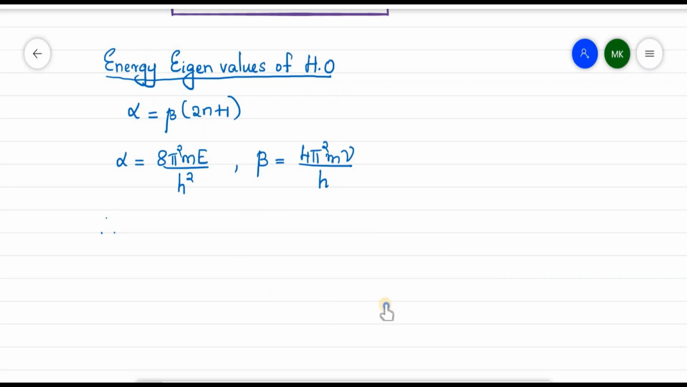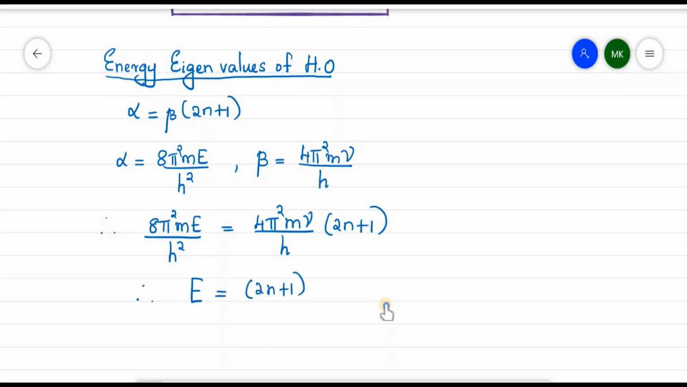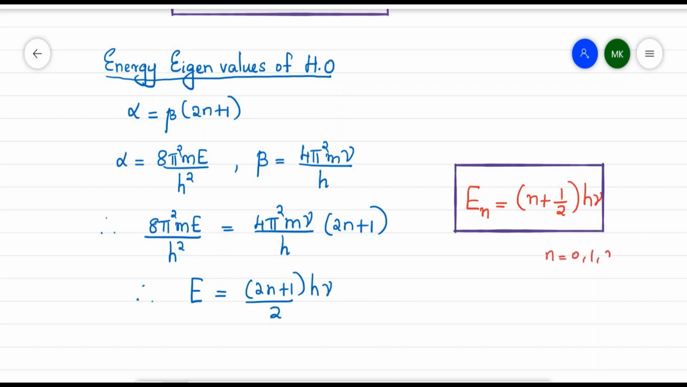Substituting alpha and beta in this equation, we get 8 pi square m E by h square equals 4 pi square m nu by h into (2n plus 1). Therefore, from this we get the energy E equals (2n plus 1) by 2 into h nu. That is, we can write En equals (n plus half) into h nu, where n equals 0, 1, 2, 3, etc., h is the Planck's constant, and nu is the frequency of oscillation. And this represents the energy eigenvalue of the one-dimensional harmonic oscillator.